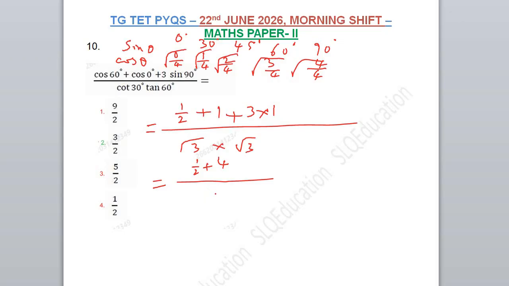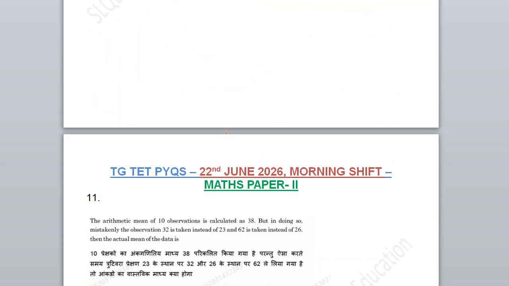1 by 2 is, root 3 into root 3 means 3. The numerator simplified: 2 4s are 8, 8 plus 1 is 9. 9 by 2 into this 1 by 3, 3 ones are 3. This is equal to 3 by 2. 3 by 2 is the second option, that is the answer. So just by simply substituting the values, we will get the answer.